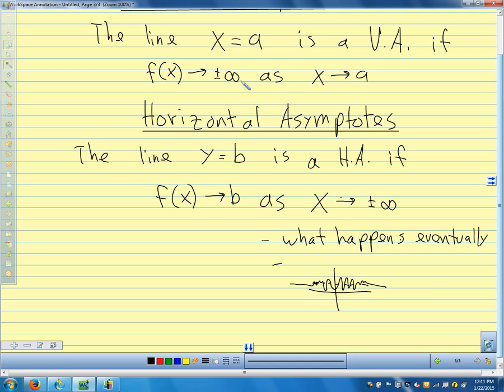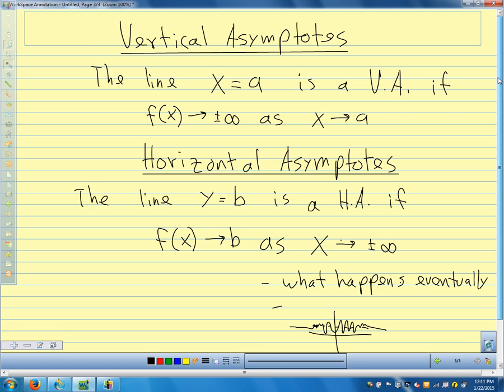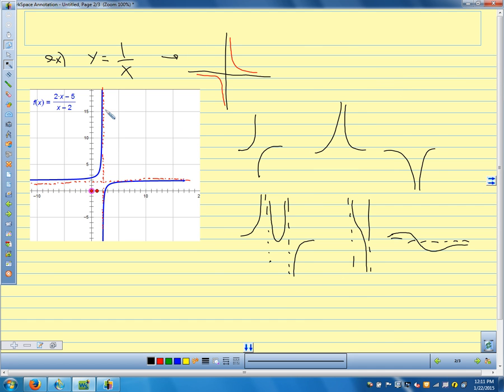Now we can't cross a vertical asymptote because our function's undefined at a vertical asymptote. So at a vertical asymptote, we're always going to have a break in the function because it's undefined. It gets close to infinity.